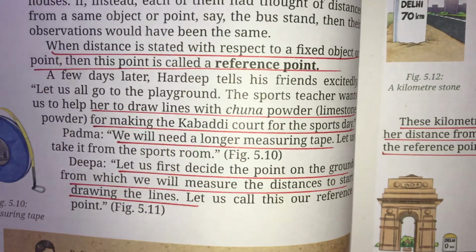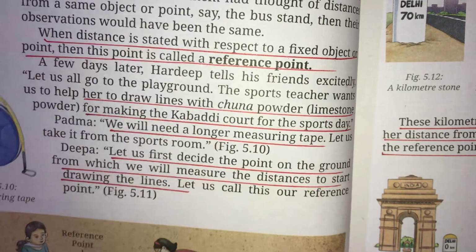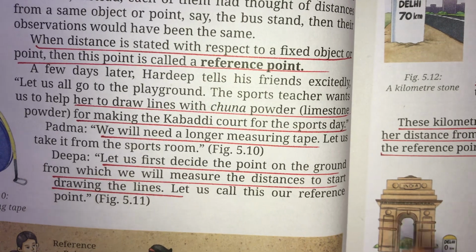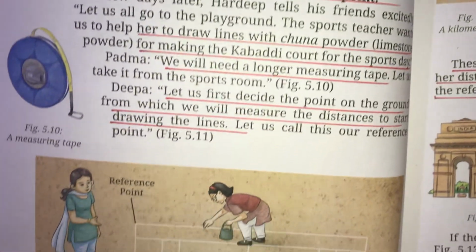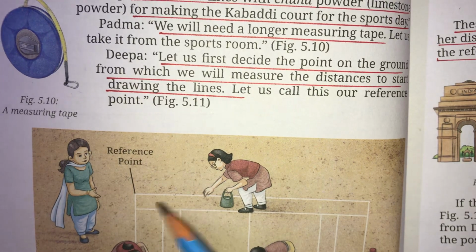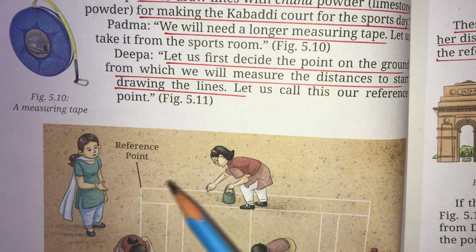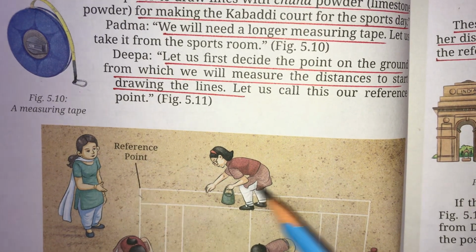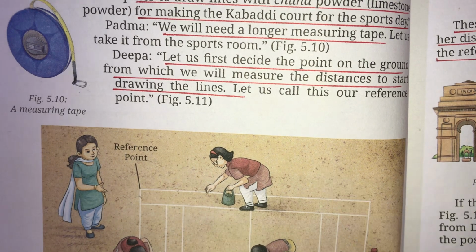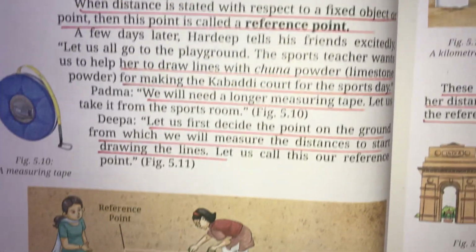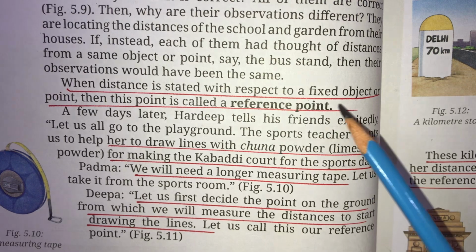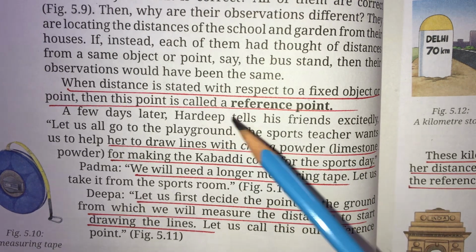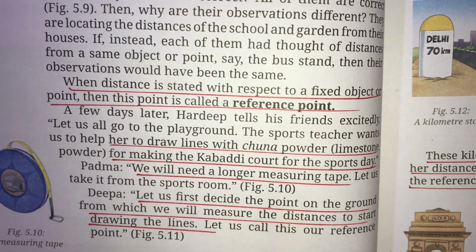The next topic is called distance. What is distance? The distance is always measured by keeping one point as a reference point. Always the distance is from this point to this point. Like that the distance is measured. So distance is stated with respect to a fixed object or point. This point is called the reference point.